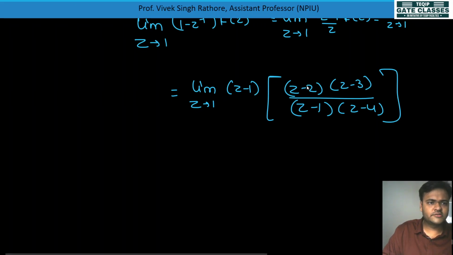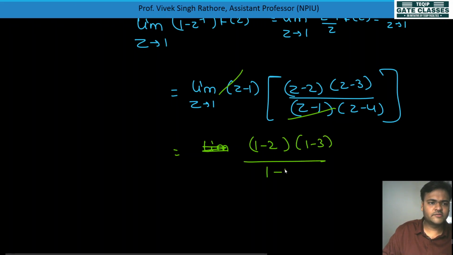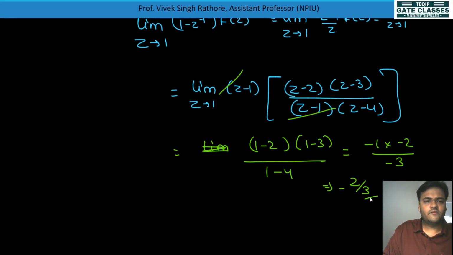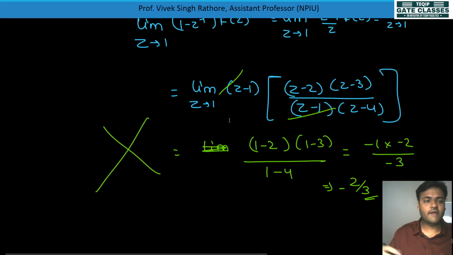Okay, see, z minus 1 is cancelled, so with limit z tending to 1, 1 minus 2 will be there, 1 minus 3 will be there, and 1 minus 4 will be there. So you'll get minus 1 into minus 2 by minus 3, so you'll get 2 by 3, right? Minus 2 by 3. If you think this is the answer of the final value, then you are wrong. Why is this wrong?